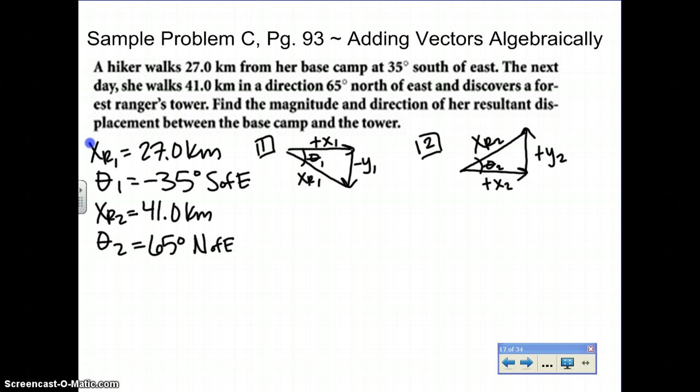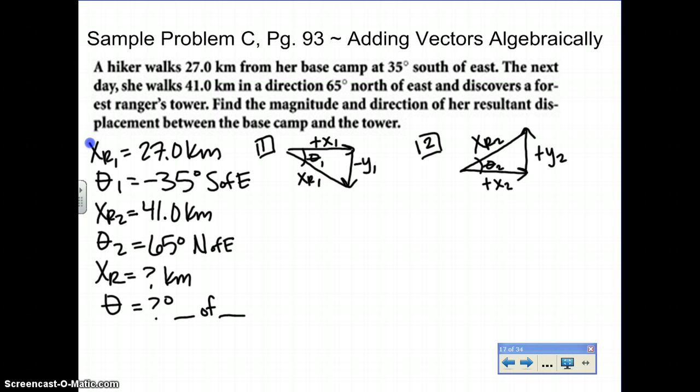Let me be more specific there. Ultimately, you're trying to figure out your xr in kilometers, and you're also trying to figure out theta in degrees. It's either going to be north of east, south of west, etc. We don't really know yet, so let's just put lines there.